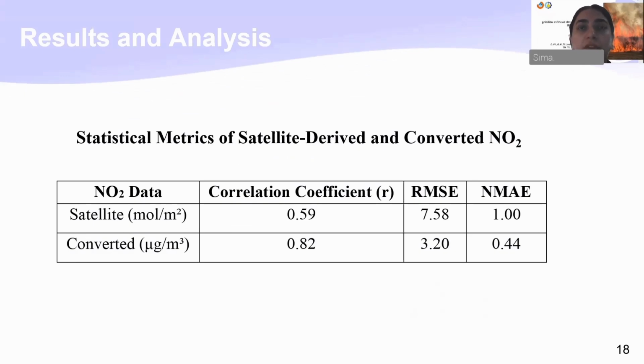With the change in the unit of nitrogen dioxide derived from Sentinel-5P to microgram per cubic meter, the accuracy improved significantly. The correlation coefficient increased from 0.5 to 0.8 after conversion, indicating a stronger relationship with the measured values. The RMSE decreased from 7.5 to 3.2, showing a reduction in the average error. Additionally, the NMAE decreased from 1 to 0.4, suggesting an overall improvement in the accuracy of the estimated nitrogen dioxide values.